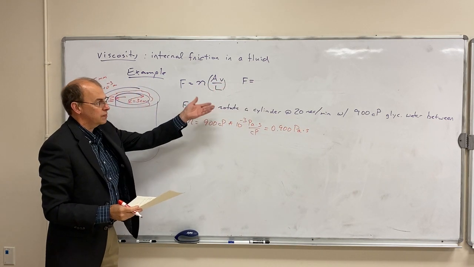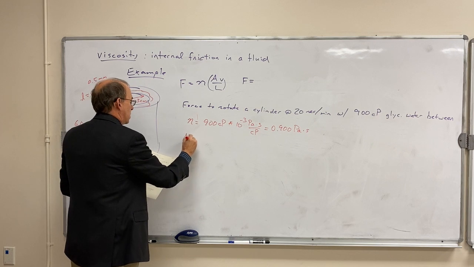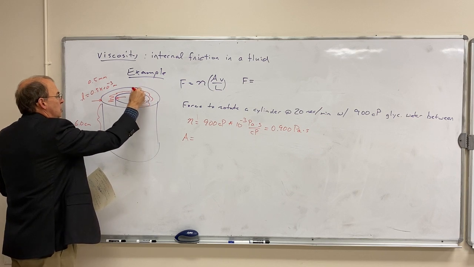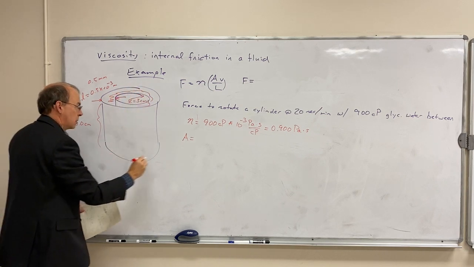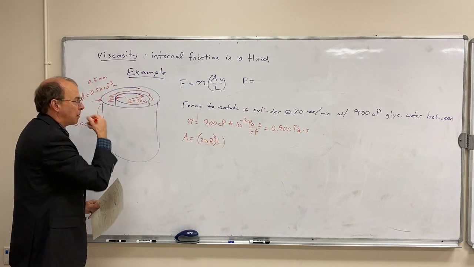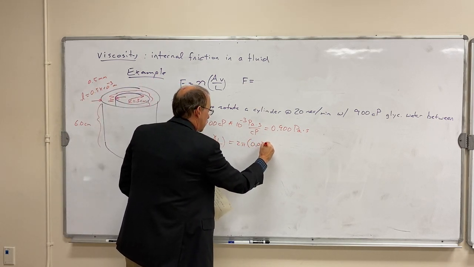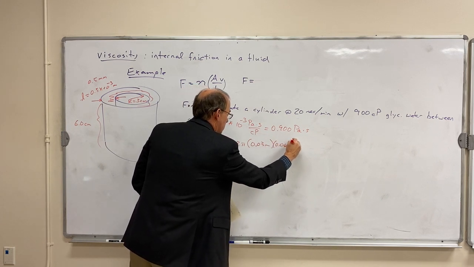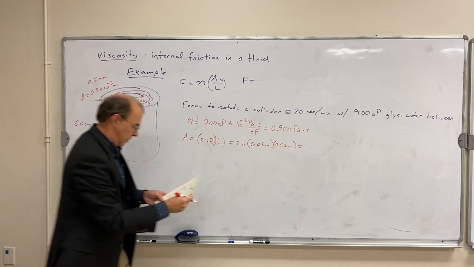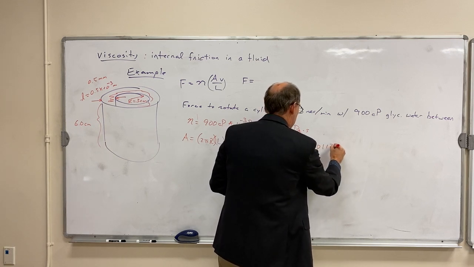If you looked up glycerol water mixtures, they'd probably be given in centipoise. Our area is the area where the plates are in contact. So the area is going to be 2 pi r times L. That's 2 pi times 0.03 meters times 0.06 meters. That's the area of the plates that are in contact. So that is 0.0113 square meters.